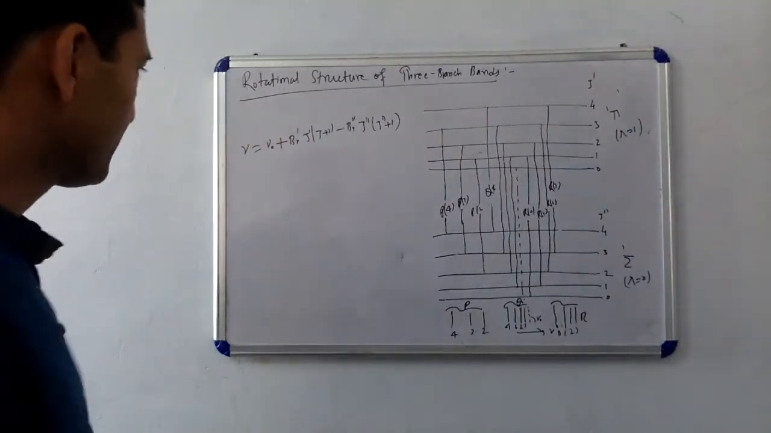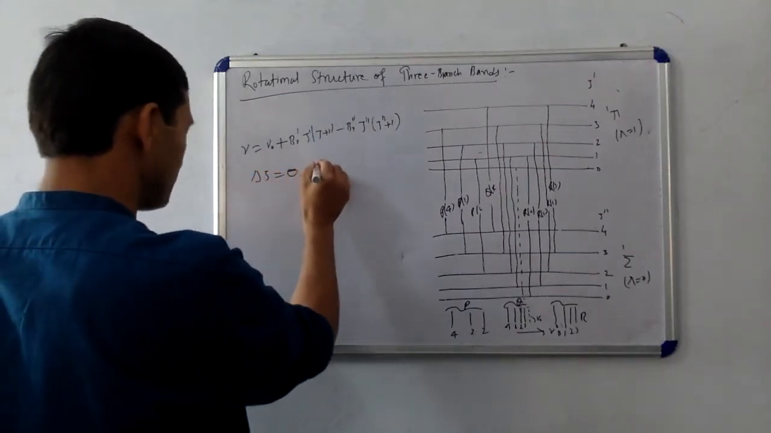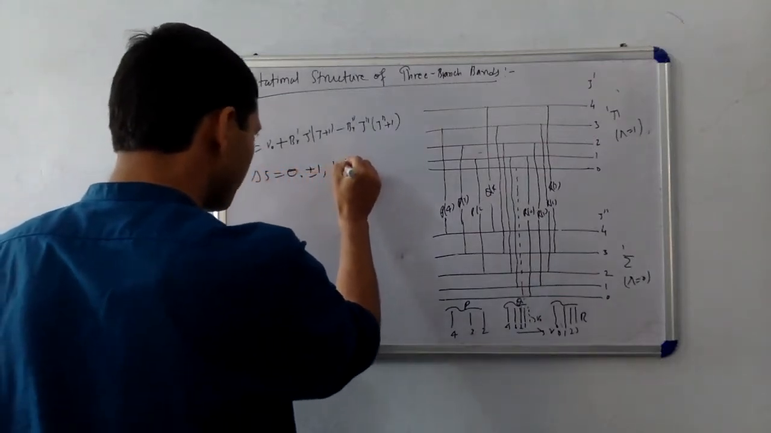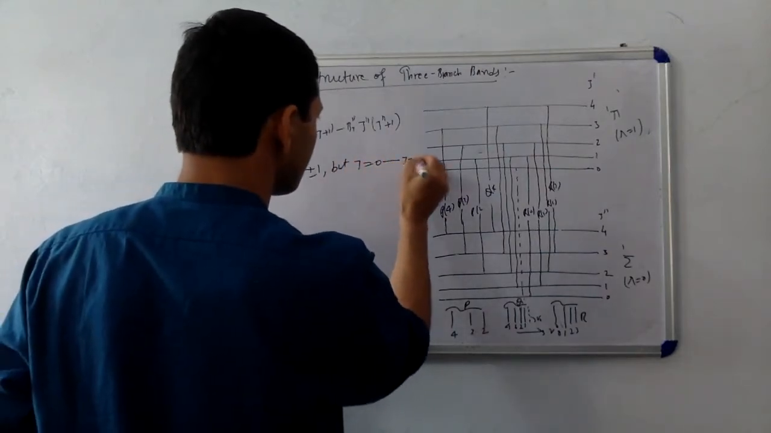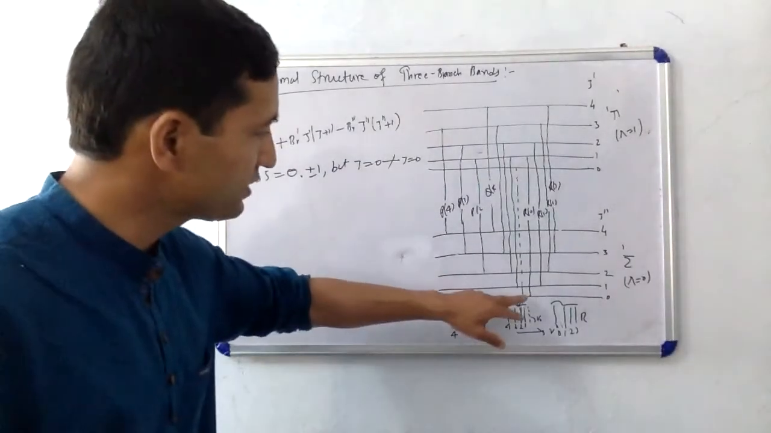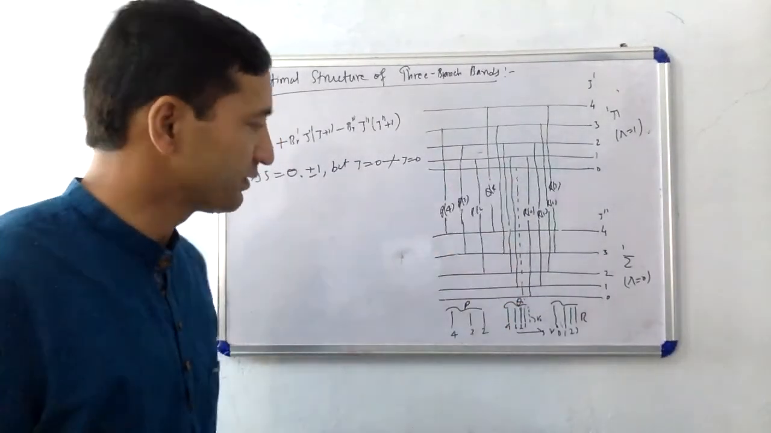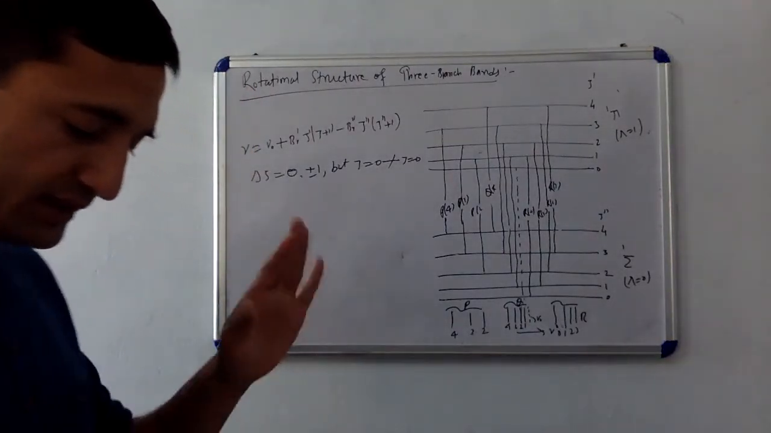For this transition, the selection rules are ΔJ equal to 0 or ±1, but J equal to 0 to J equal to 0 does not take place. This line is missing. We'll see why it is happening. So one line is missing.